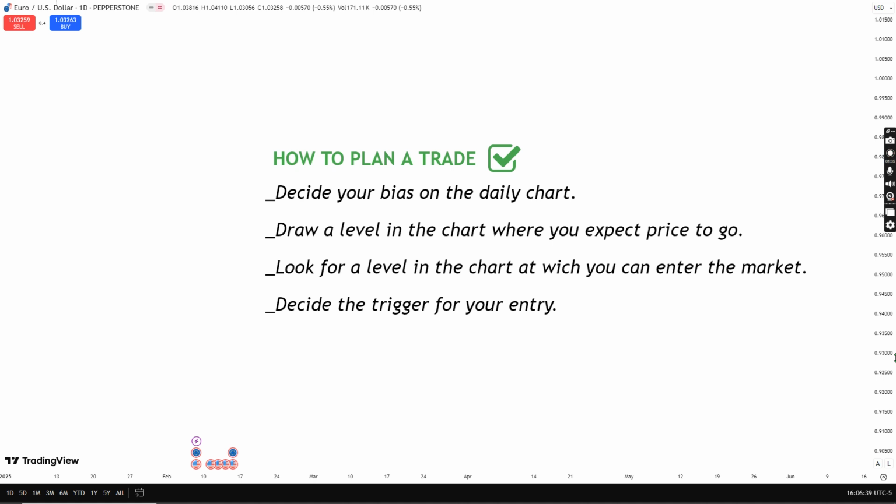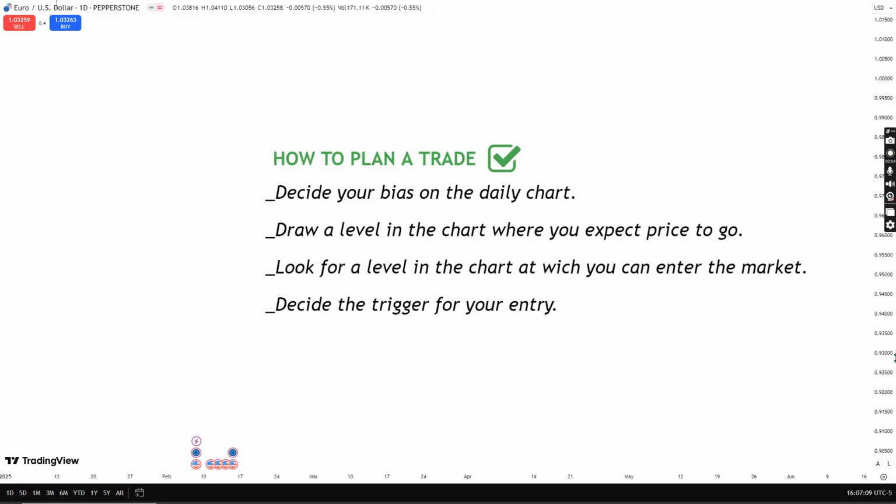After this, you need to look for a level in the chart at which you can enter the market. So after you know where you want price to go, you need to say, okay, and when do I want to enter the market? At what level? So you may look at the market, and maybe there is an imbalance, a fair value gap on your side. You want the market to take that, and then there you want to enter. By the way, you find this level.